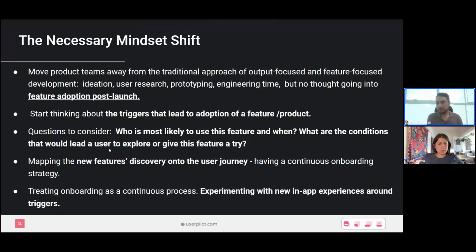So again, we start thinking about the triggers that are going to lead to this. That's where we're going to talk about a very simple framework that can help you with that. But really the question is: who is going to use this feature? Why? When? What are the triggers? What are the factors? Are they internal? Are they external? And map that journey a little bit.